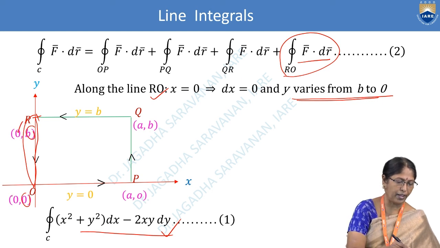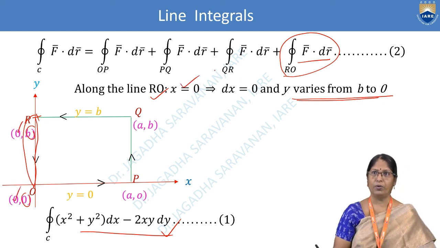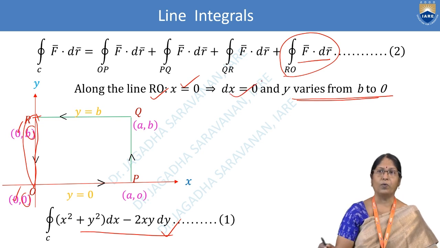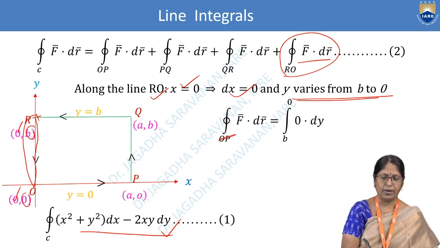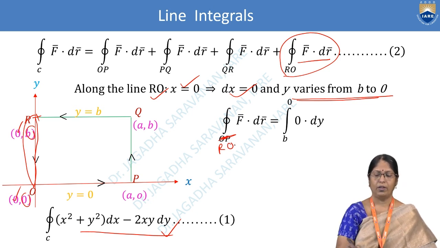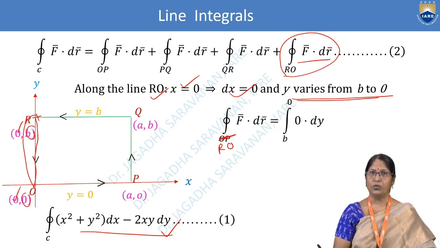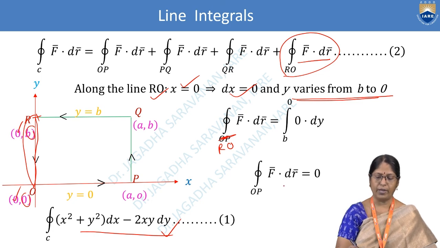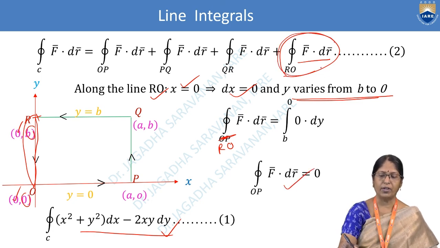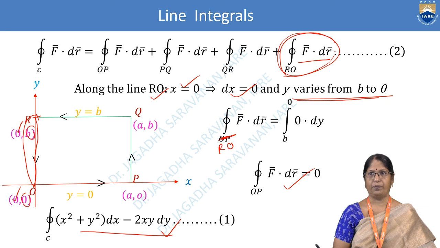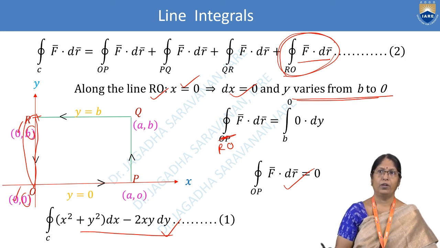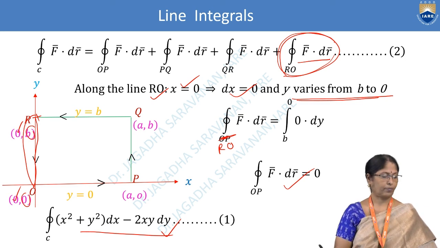Here x is playing the role x equal to 0, then dx equal to 0. Here it is written actually, it is a typing mistake. RO should be there. So the integral from b to 0 of 0 into dy. It has become totally zero, this integral has vanished. So we have done it. Four integrals we calculated.